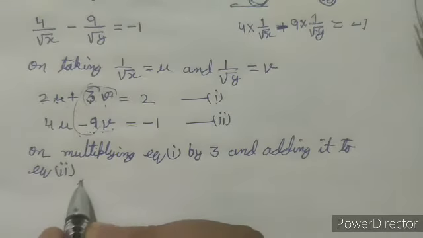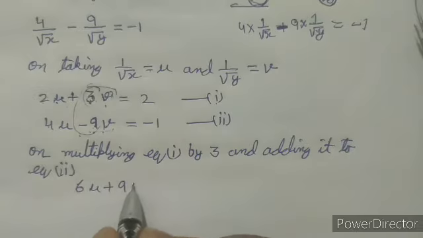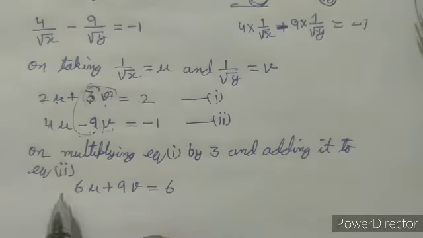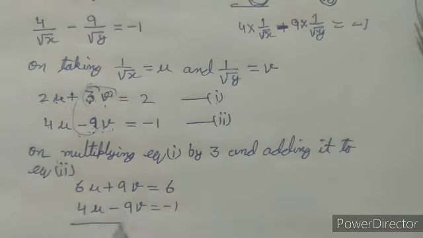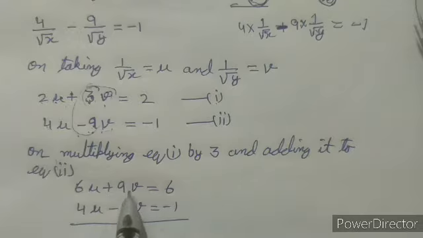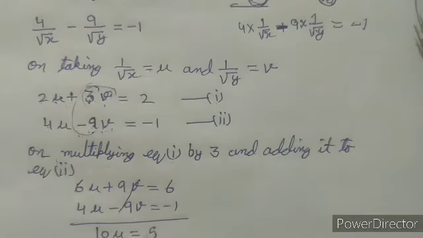Now this will be 6u plus 9v equal to 3 into 2, 6. Now the second equation will remain the same. Now on adding these two equations, we will get 10u equal to 5, or you can say u equal to 5 by 10, and that will be 1 by 2.